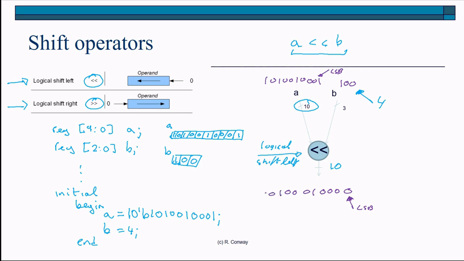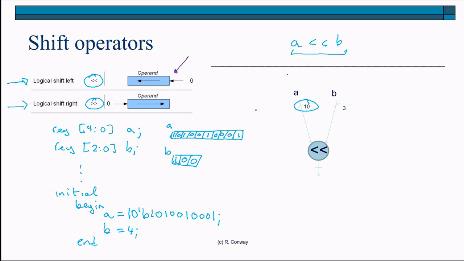So you can see the operation. We're inserting zeros and shifting our operand to the left. We lose 4 upper bits of our original value. That's the basic idea with the logical shift left operator. Note that our original A is not modified here. We just use the value in A to produce a result.